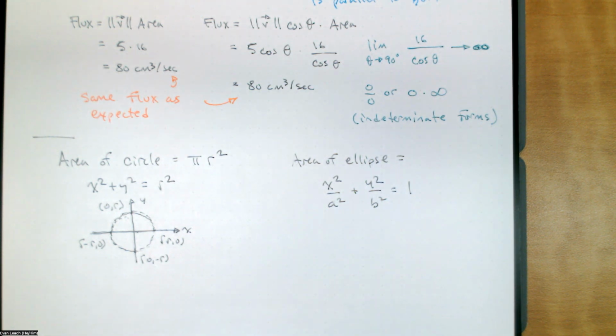When we're looking at the equation of an ellipse, x squared over a squared plus y squared over b squared equals 1, we're just looking at a squashed circle. The ellipse is just a squashed circle.